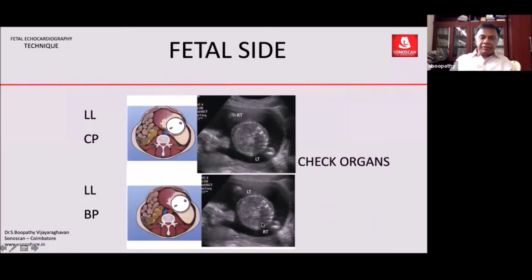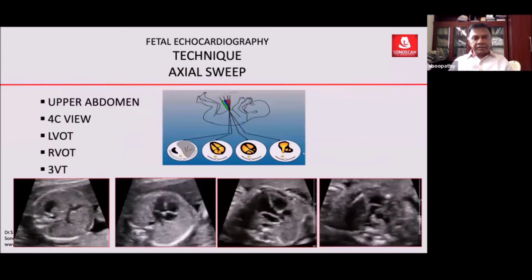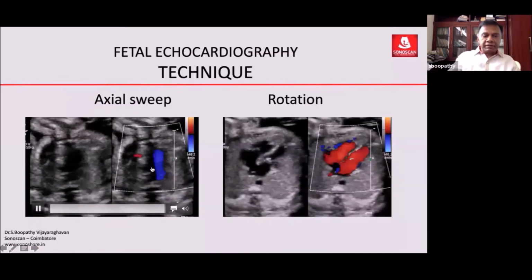It will be left and right. So this is how you must identify the side, and then you must look for the organs. The technique used now, in contrast to the rotation technique which was used before, we will come to that a little later. So the technique used now is the axial sweep technique. We start from an axial section of the upper abdomen, the 3VT.